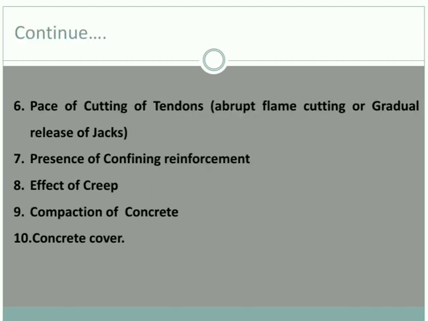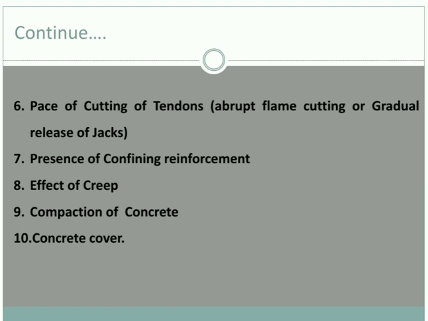So next is pace of cutting of the tendons. If you see the process, how the tendons after stressing they are cut, there are two ways. Either they are cut abruptly, means suddenly by using flame cutting, or gradually the jacks are released and tied. So the transmission length also depends on this factor. Next is presence of confining reinforcement. If you have a confining reinforcement, it also impacts the transmission length.